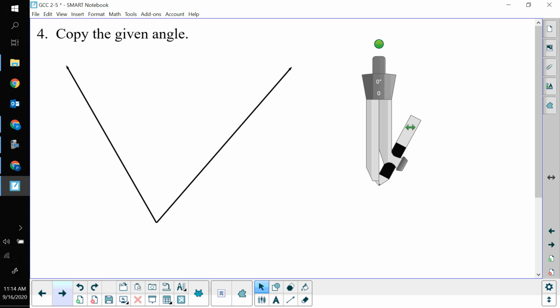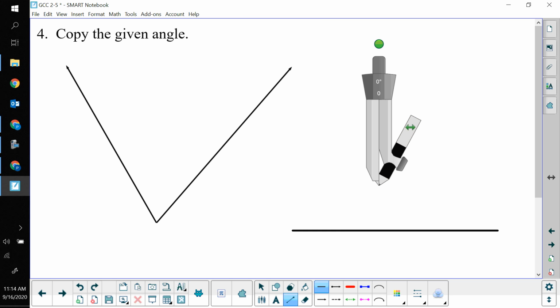So we're going to practice to copy the angle again. Now, when you copy it, it can be in any orientation. It doesn't have to match the orientation that's there. So we're going to copy this given angle. So we're going to draw our line segment. So I'm just going to draw my line segment down here like that. And you should be doing that when you draw any segments, you should be using your straight edge.